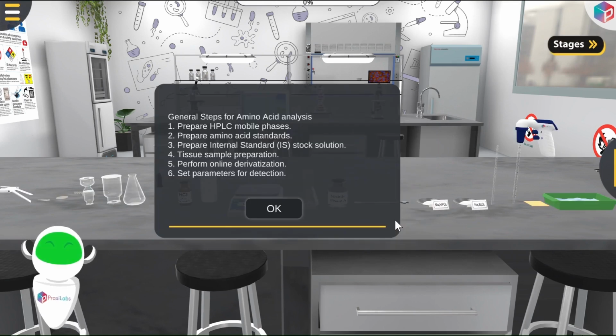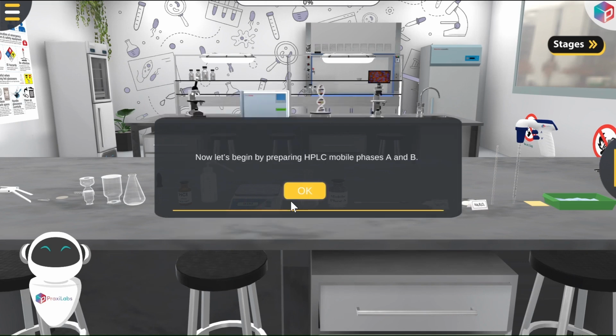General steps for amino acid analysis. Prepare HPLC mobile phases. Prepare amino acid standards. Prepare an internal standard, IS, stock solution. Tissue sample preparation. Perform online derivatization. Set detection parameters. Let's begin the experiment.